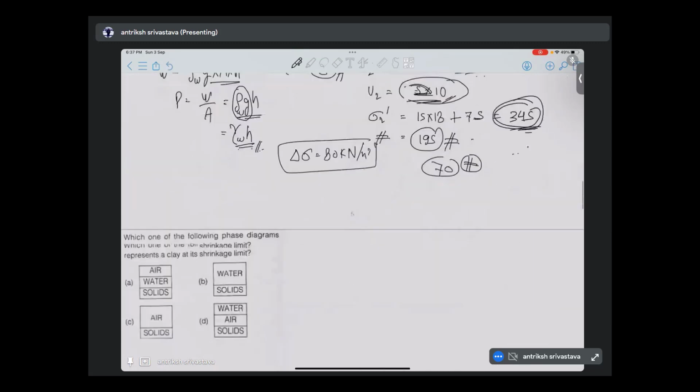Okay. So now let's go to the other question. Which one of the following phase diagrams represents a clay at its shrinkage limit? Whenever this kind of question comes, we have to remember that we are coming from the wet to the dry, and the clay is at its shrinkage limit. So the water content corresponds to its shrinkage limit. Okay, very good. So B is correct.